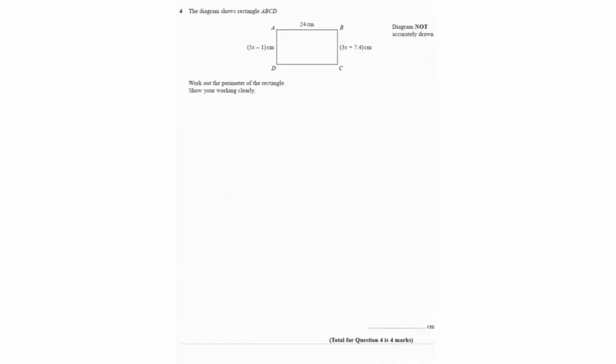Then the next question says the diagram shows a rectangle ABCD. Work out the perimeter of the rectangle. So now it's a rectangle, a very simple shape, a shape that we have solved since year 5 or year 6. We've been solving questions on rectangles. So you need to remember that whenever we have a rectangle, opposite sides are equal.